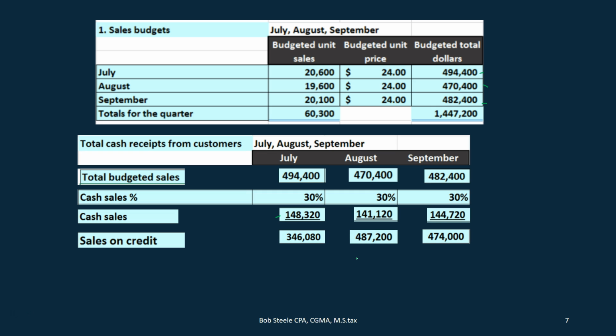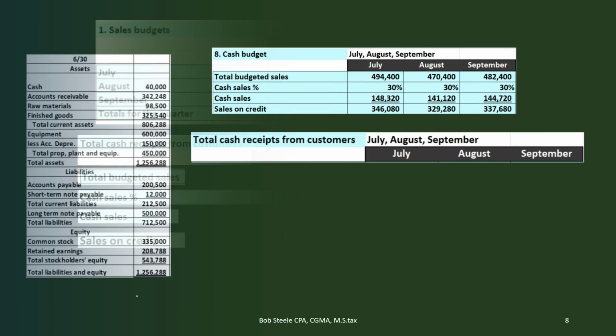The assumptions can be very simplified or they can be very complex. We could assume that we're going to get paid in multiple months after the sales date, but in this case we're going to assume that any sales made in one month is going to be collected in the following month.